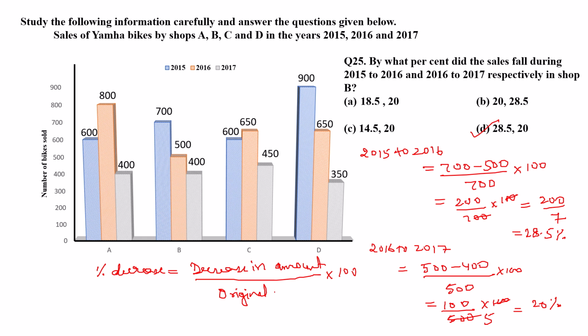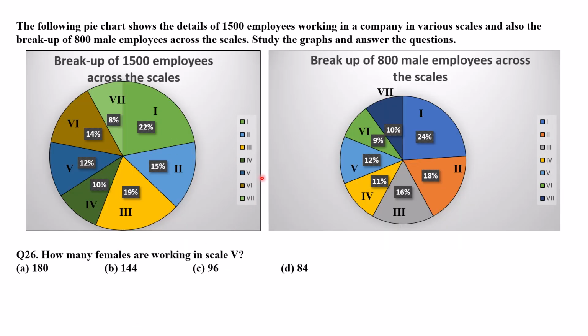Now moving to the next question. Now this is again a data interpretation question where a pie chart is given, and the pie chart is given for details of 1500 employees working in a company in various scales.